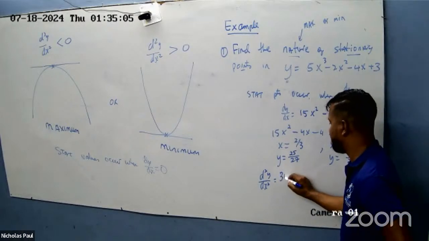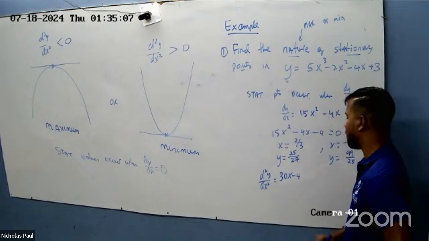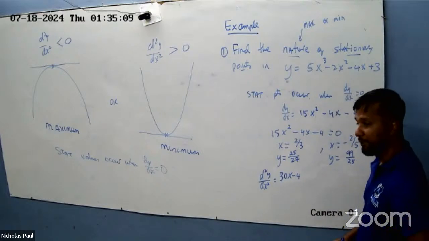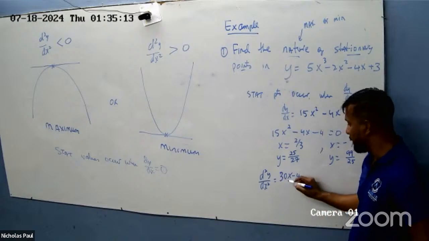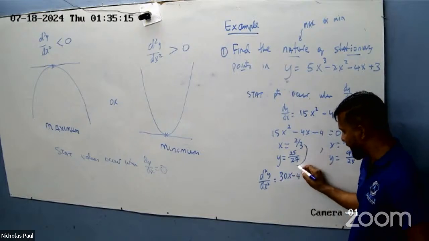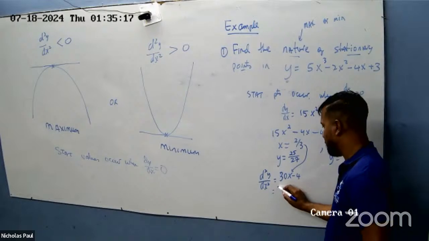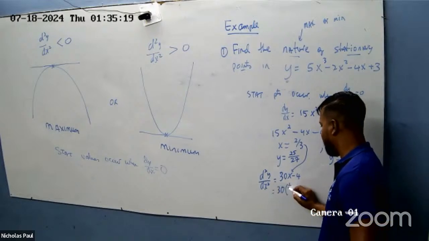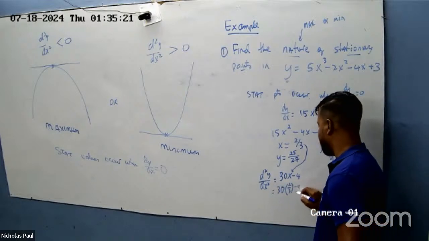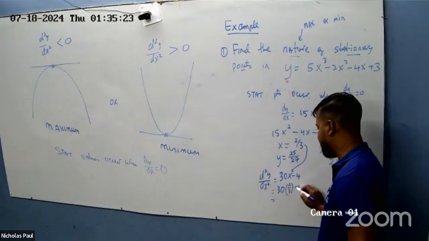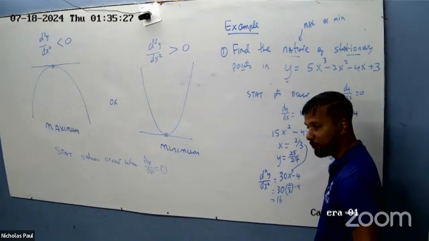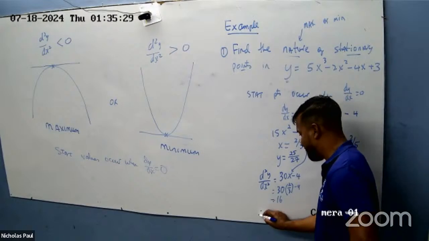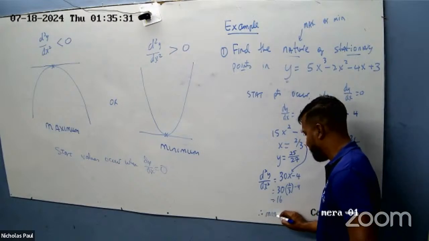So that'll be 30x minus 4. Right? And then what? Watch here. This is the important part. After you differentiate, take the x value and put it in there. So that's 30 times 2/3 minus 4. So that's 20 minus 4, which is 16. Is that more than 0 or less than 0? More than. So therefore, this is a minimum.